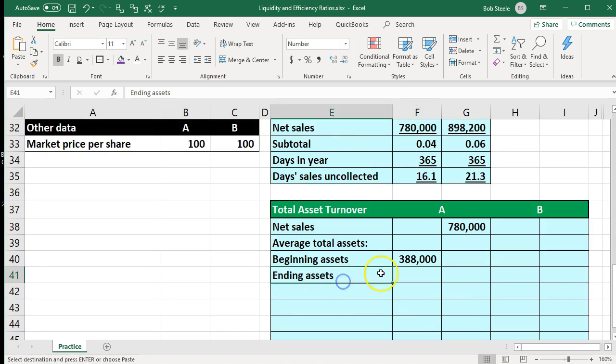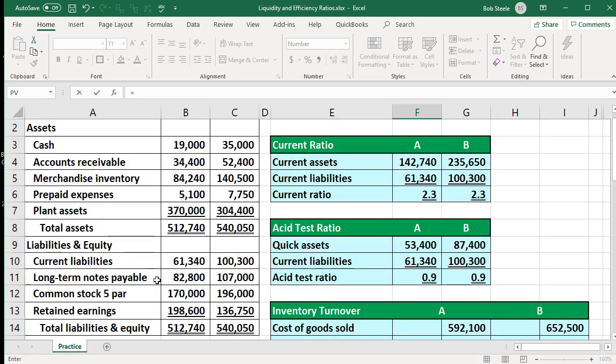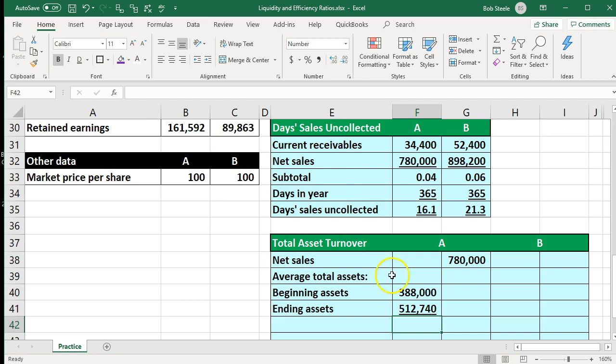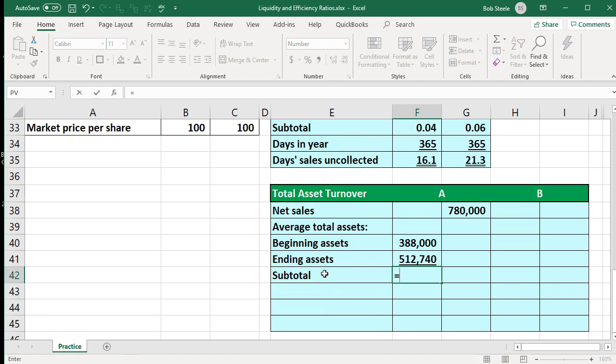And then the ending balance is going to be the current year's total assets. So we're going to say the ending balance is going to be here. We're going to pick that up and say equals, and we're looking for the ending balance on the balance sheet, scrolling up, and we'll pick up the total assets here. The assets, there's the total assets, the 512,740. And then if we sum those up, that's going to give us a subtotal. So I'm going to call that a subtotal here, equals the sum of these two items.